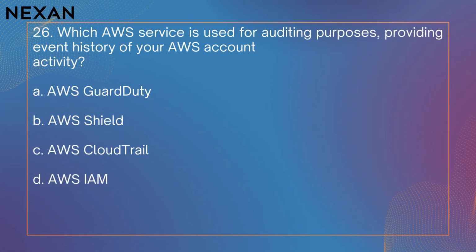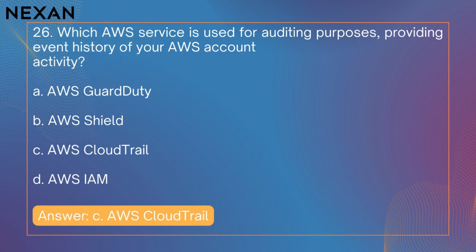26. Which AWS service is used for auditing purposes, providing event history of your AWS account activity? A. AWS GuardDuty. B. AWS Shield. C. AWS CloudTrail. D. AWS IAM. Answer C. AWS CloudTrail.